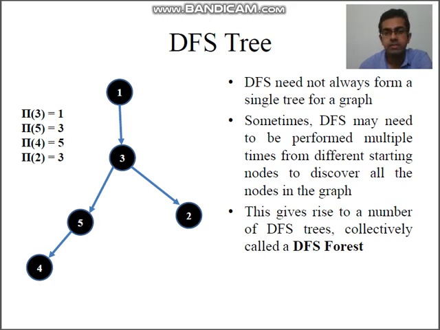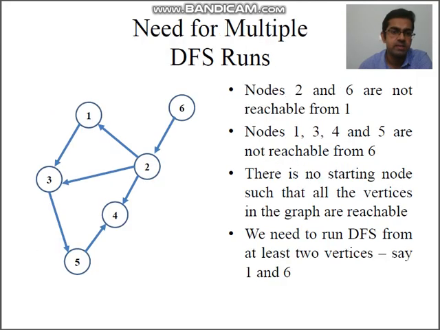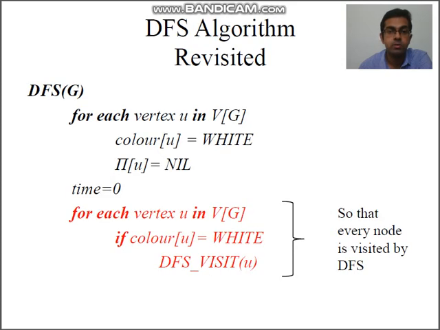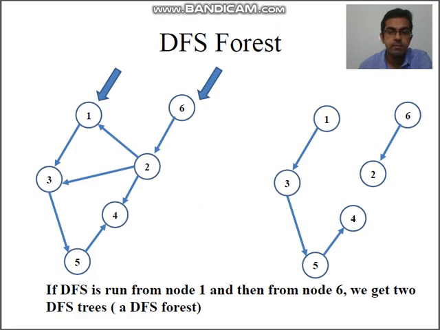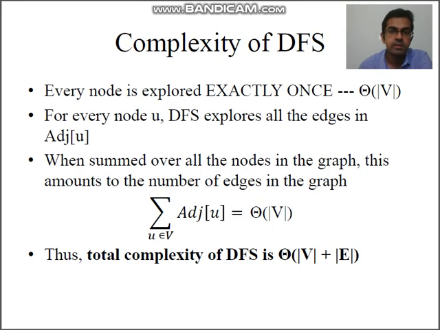But it is worth noting that the DFS algorithm need not always form a single tree for a given graph. For example, in this graph, the nodes 2 and 6 are not reachable from node 1, and the nodes 1, 3, 4, and 5 are not reachable from the node 6. In this case, the DFS algorithm needs to be run multiple times using different starting vertices so that all the nodes can be covered, which is exactly what the algorithm does. In this case, there will be multiple DFS trees formed, and the collection of all these trees, or a DFS forest, is formed.